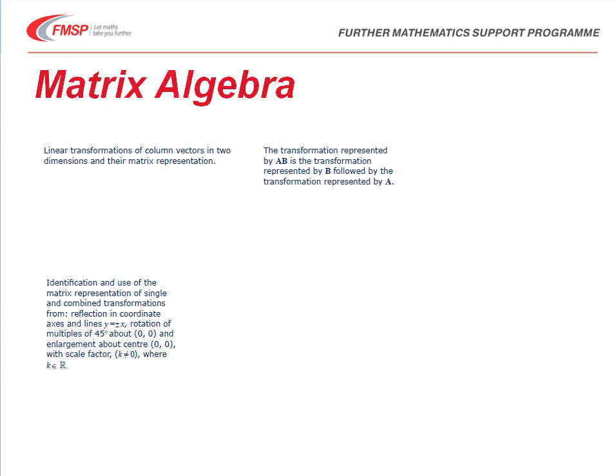The second part of the specification is about using matrices to represent, or at least to perform, transformations. The first bit simply reminds us that the notation AB means that the first transformation is B, followed by the second transformation A. This is very similar to functions, of course, where fg of x is the function g applied to x, followed by f being applied to the result of that.